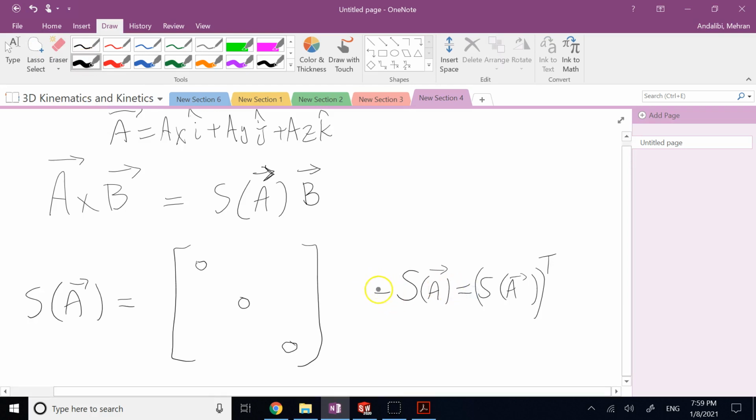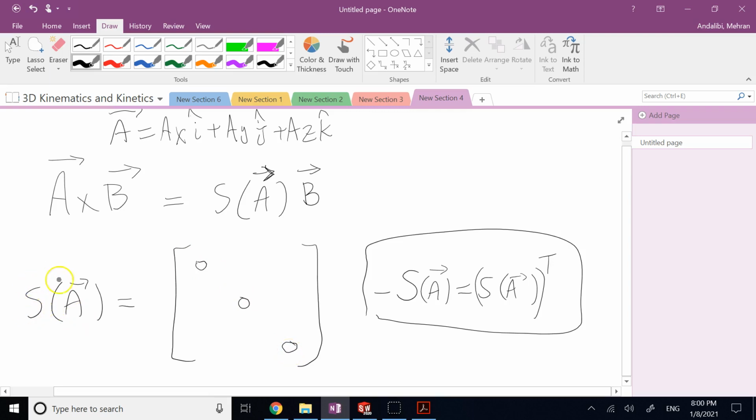If this negative was not there, and the transpose of the matrix is the same as the matrix, we call it symmetric. If the transpose of the matrix is negative of the matrix, we call it anti or skew symmetric matrix. So this is the definition of a skew symmetric matrix. And you can show that in a skew symmetric matrix, the diagonal elements should all be zero.